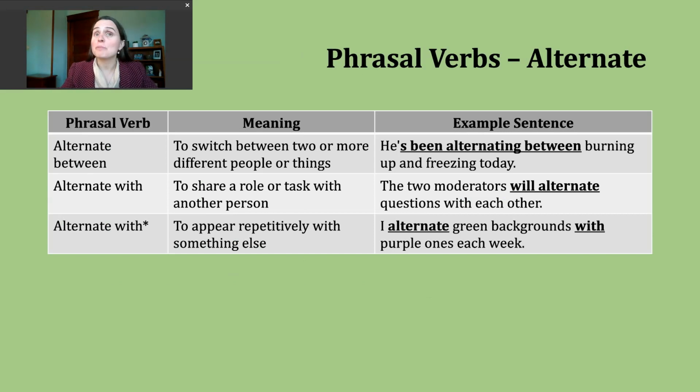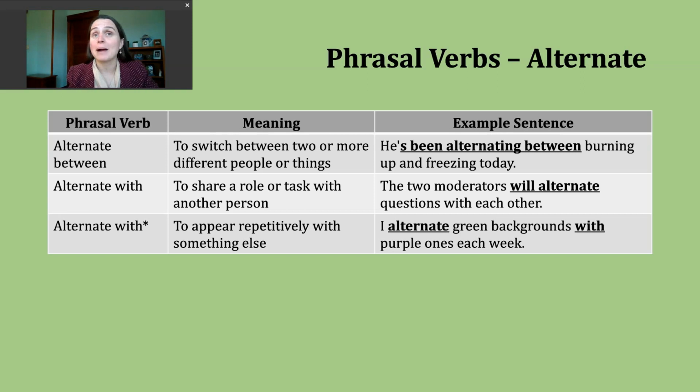The first that you might hear is to alternate between. Again, it goes back to that idea of switching between two or more different people or things. An example of this might be, he's been alternating between burning up and freezing today. In this sentence, my mind immediately goes to, oh, someone is sick. They're not feeling so well because at one moment they're, oh my gosh, I'm so hot. And then the next moment they're so cold, right? So they're switching between these two extremes.